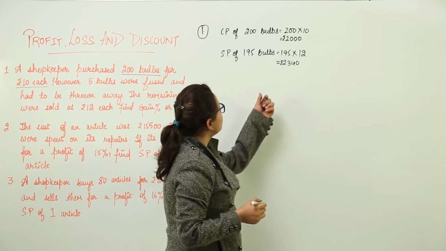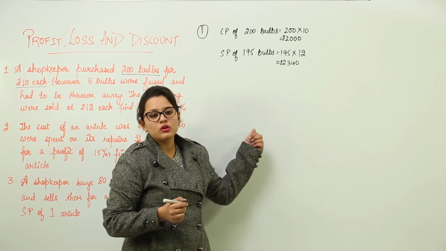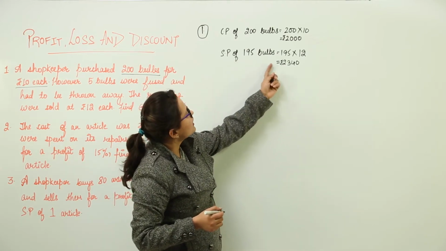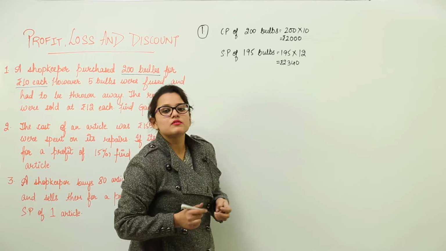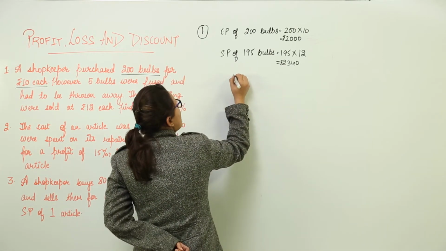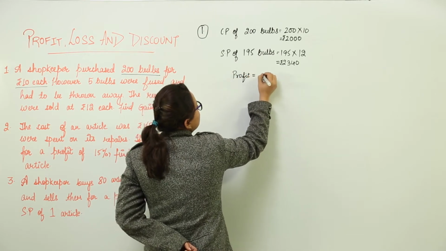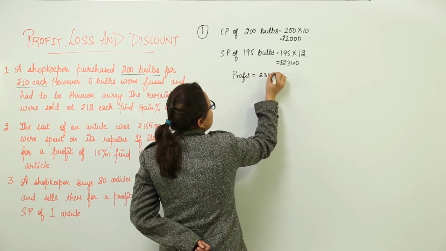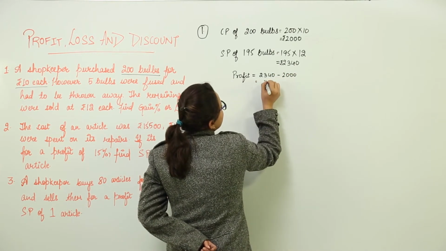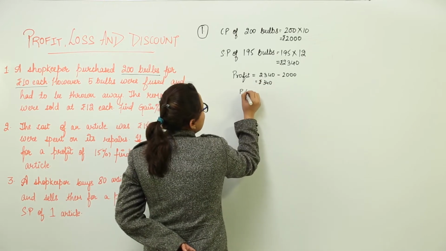Now can you identify, has the shopkeeper earned profit or loss on this transaction? Because the selling price is greater than the cost price, we have got gain percent, that is profit percent. How much will that be? First of all, we will calculate the profit, that is 2340 minus 2000 equal to 340 rupees. This is my profit, and what is the profit percentage?